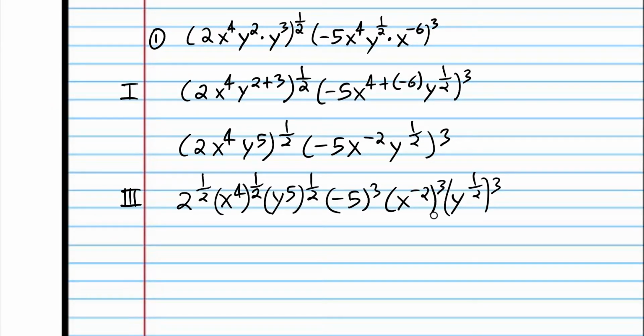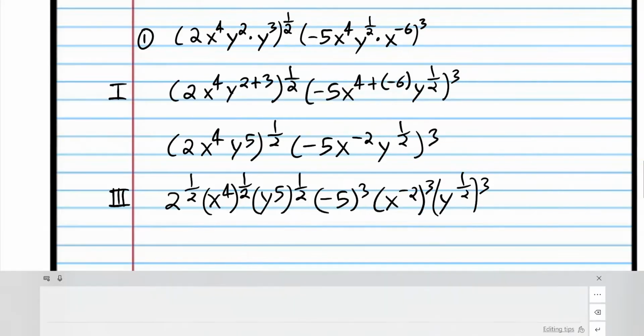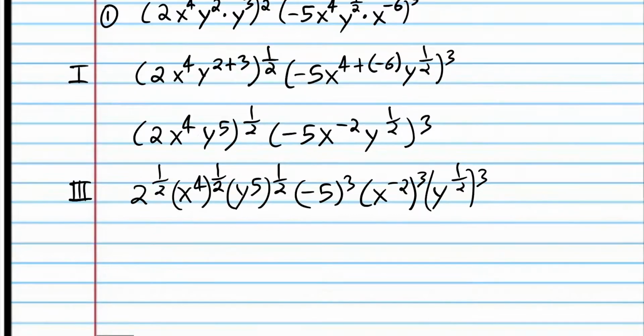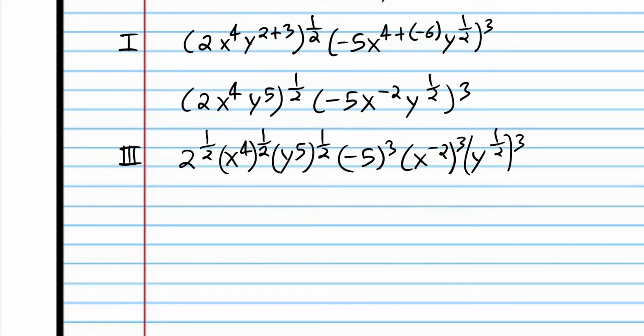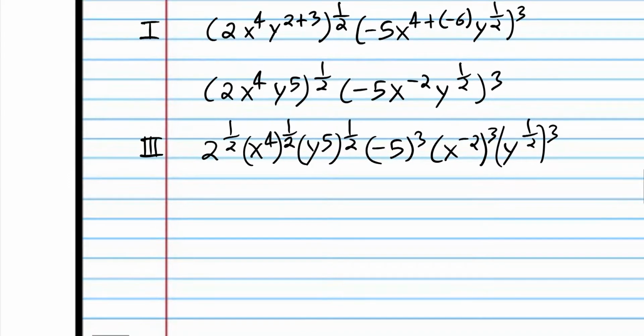Okay, so let's go back and check all our answers. Make sure that we wrote everything correctly, and it looks like everything is correct. So now we're going to use rule number 9 because we have 2 to the 1/2 power, you see. So that becomes square root of 2. So that's rule number 9.